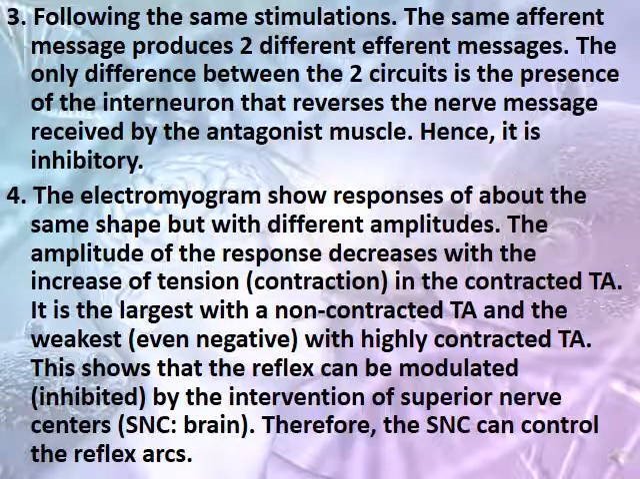The electromyogram in part 4, what can you deduce? Recording from document A, the electromyogram shows responses of about the same shape, but they have different amplitudes. The amplitude of the response decreases with the increase in the contraction of the tibialis anterior. It's the largest with the non-contracted tibialis anterior, and the weakest, even negative, with the highly contracted tibialis anterior. This shows that the reflex can be modulated or inhibited by the intervention of the superior nerve center, the SNC, the brain. Therefore, the SNC can control the reflex.